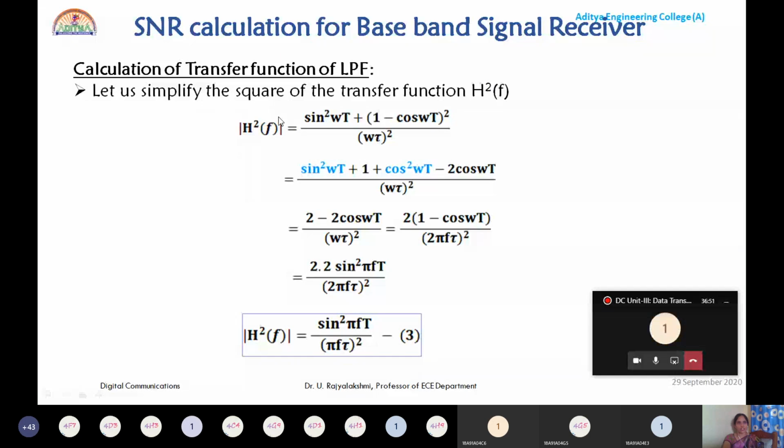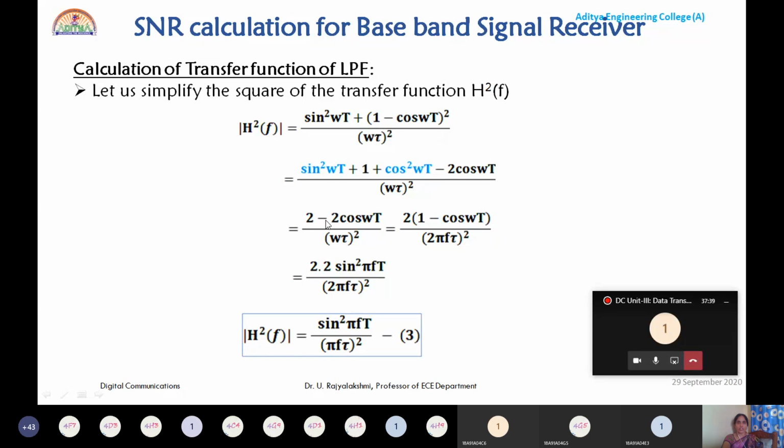Now let us once again simplify the expression. We got H square of f as sin square omega T plus (1 minus cos omega T) whole square divided by (omega tau) whole square. Please split the numerator using (a minus b) whole square: sin square omega T plus 1 plus cos square omega T minus 2 cos omega T, divided by (omega tau) whole square. Here sin square plus cos square will be 1, so 1 plus 1 gives 2. So this will be 2 minus 2 cos omega T divided by (omega tau) whole square.